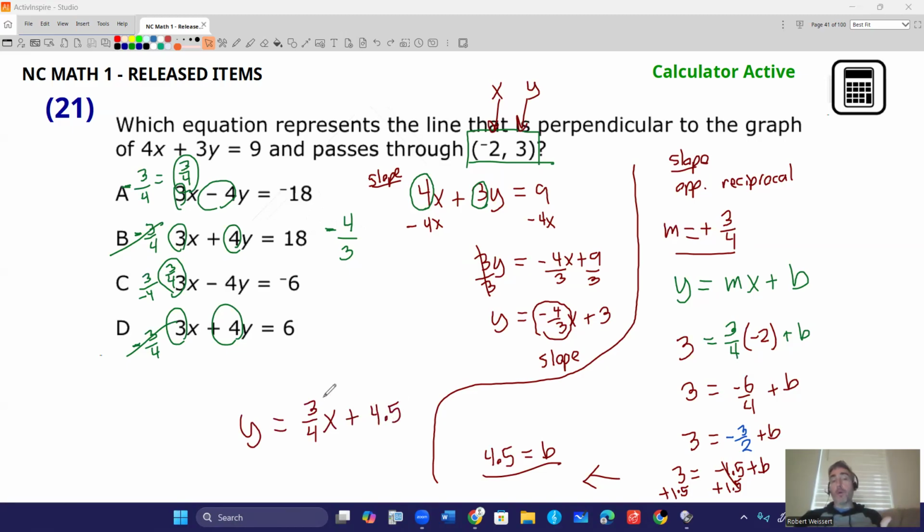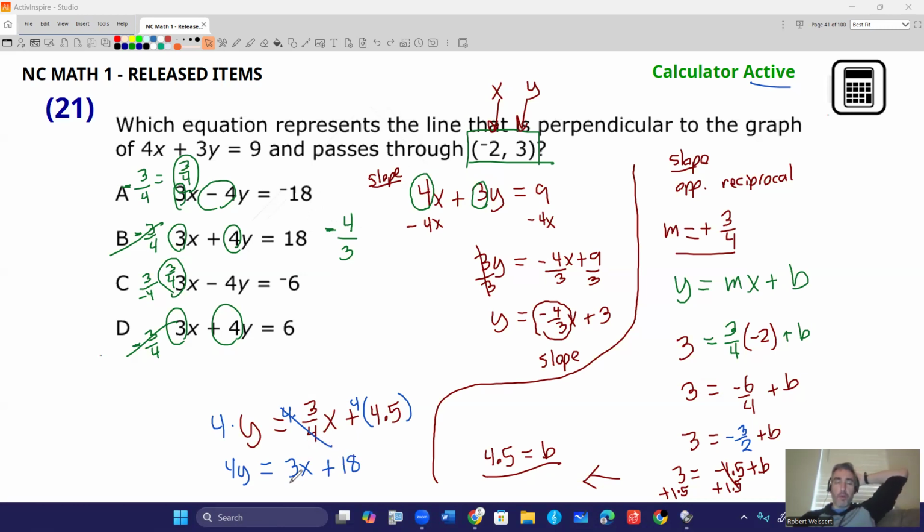Now, I'd have to get that in standard form to match this up to your answer choices. So since this is a 4 underneath these fractions, I'm going to multiply every term by 4 to get rid of that fraction. So I'll say 4 times y, 4 times this, 4 times this. Now, if you need a calculator, you can definitely use a calculator since this is the calculator active portion of the test. And this is going to be 4y equals, the 4's will cancel out here, so 3x. And 4 times 4.5, you might not know what that is, but that's going to end up being 18. So plus 18.